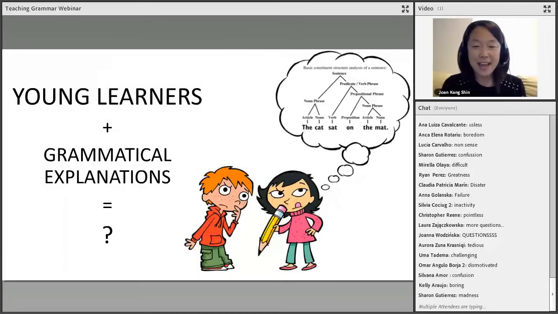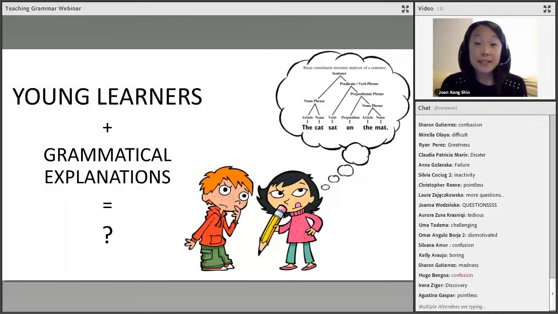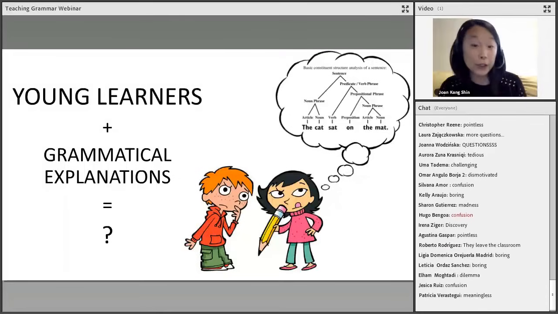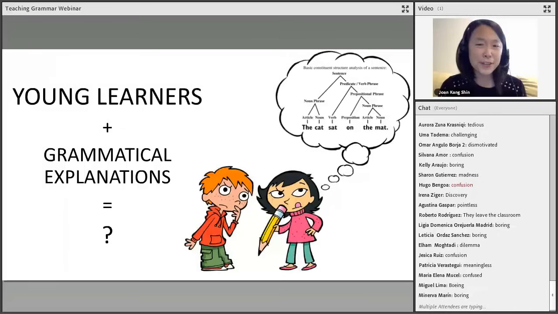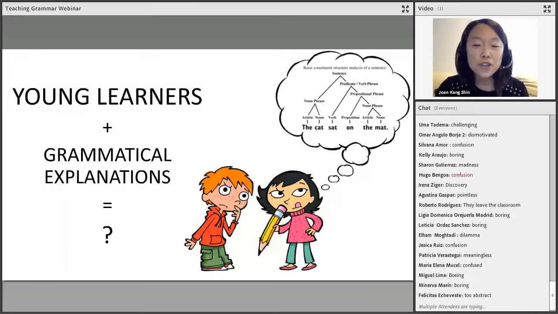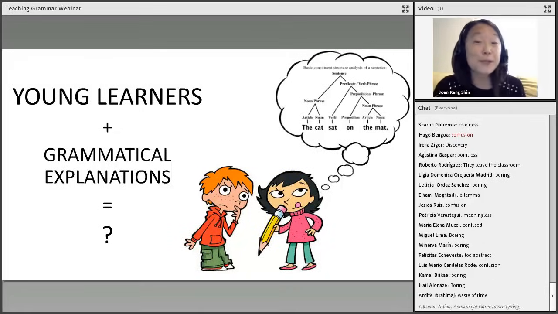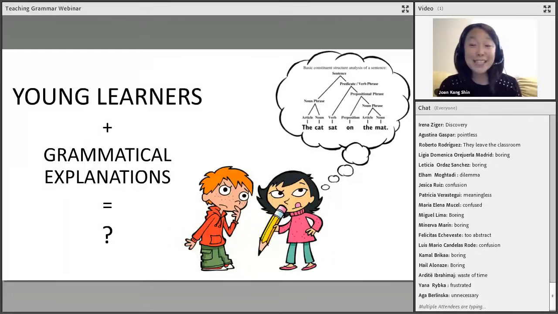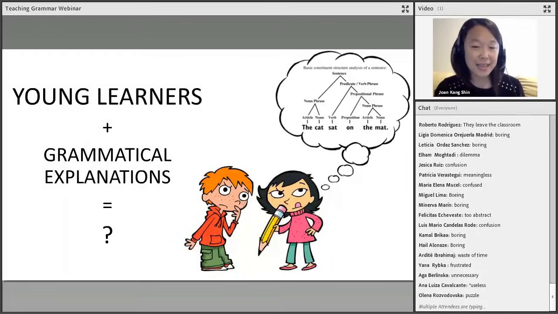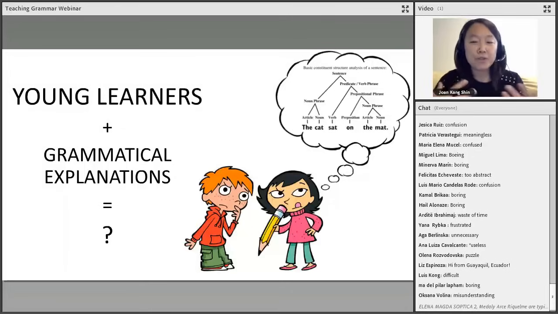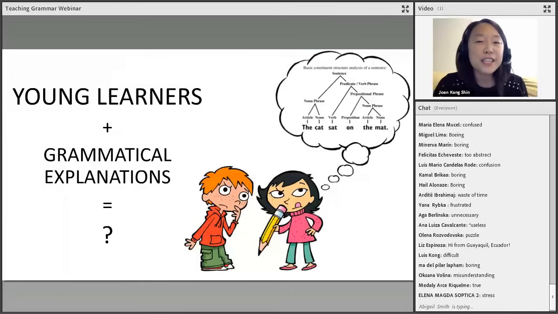Yes, okay. So, since we just talked about how children learn, we have to consider the fact that children don't learn through grammatical explanations. Rather, they gain an understanding of the grammar implicitly through repetition and recycling of the language in different contexts and in meaningful contexts.